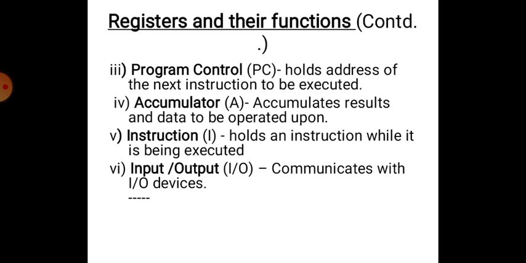So students, the common registers which are available in every computer are memory address register, memory buffer register, program control, accumulator, instruction, and input output. So their functions are identified. So today we have studied, in that CPU, control unit, ALU, instruction set, registers and their function. Please write this in your notebook.